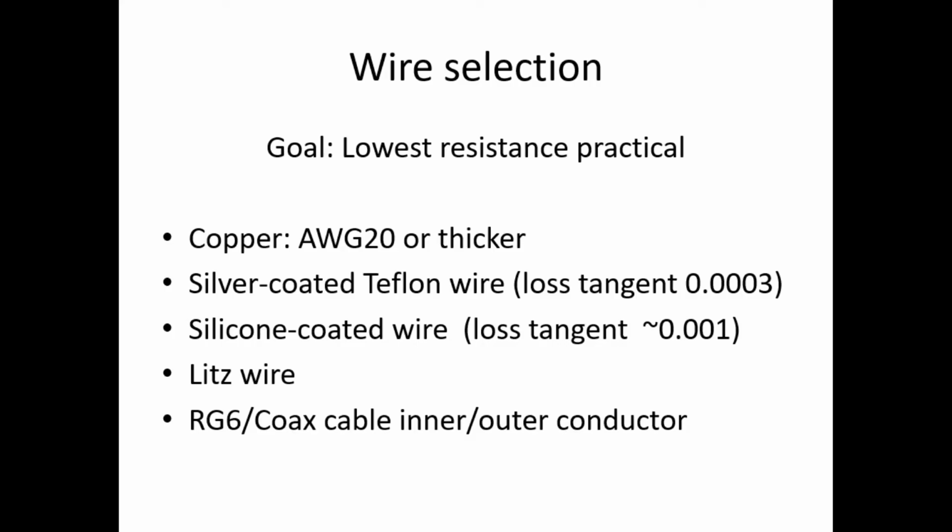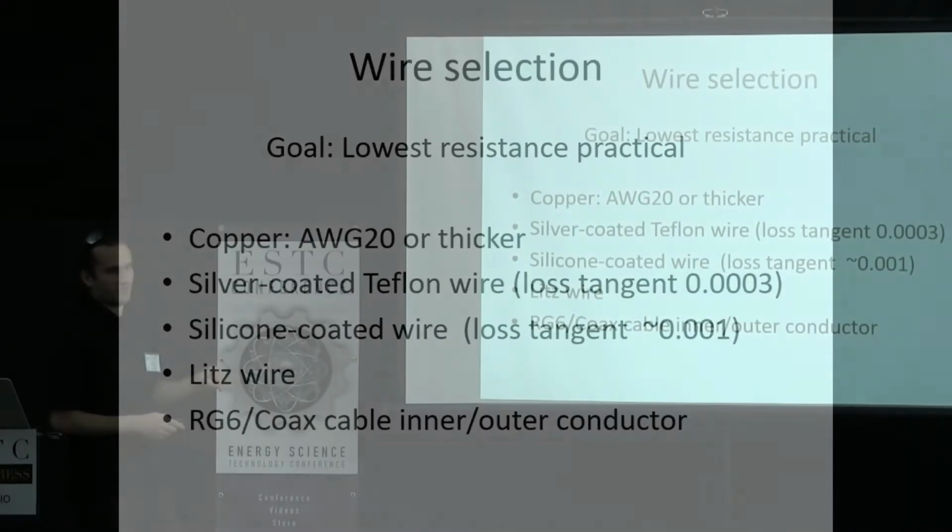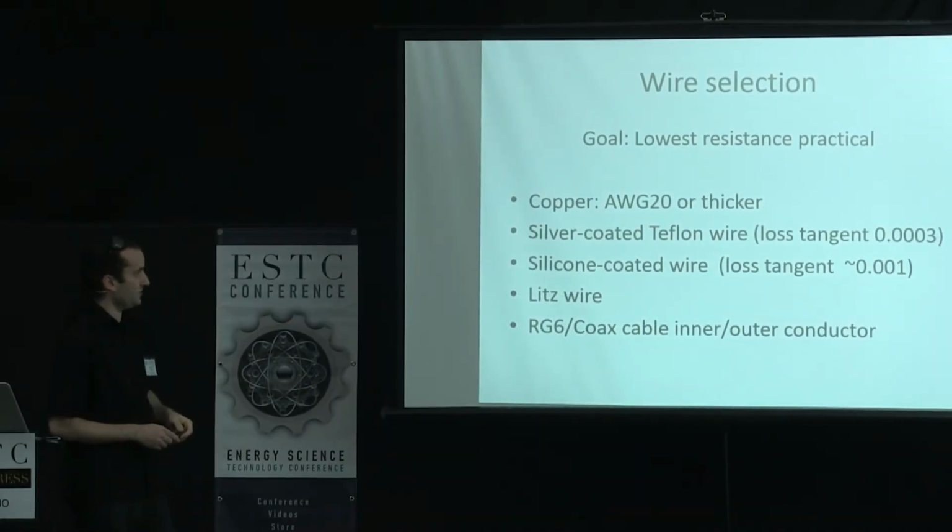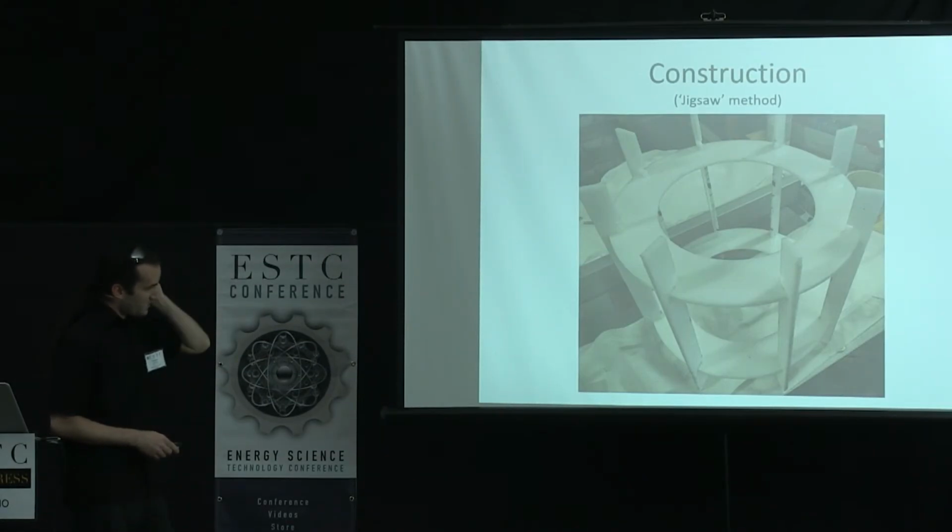Litz wire, which is the multi-strand copper wire, tends to have really good characteristics out of RF. And one of the things Dollard used back in the Borderlands videos was the outer sheath of coax cable, just the regular ham radio coax cable, the outer conductor, because it has a very large diameter, works really good for making coils. So let's actually go build one.